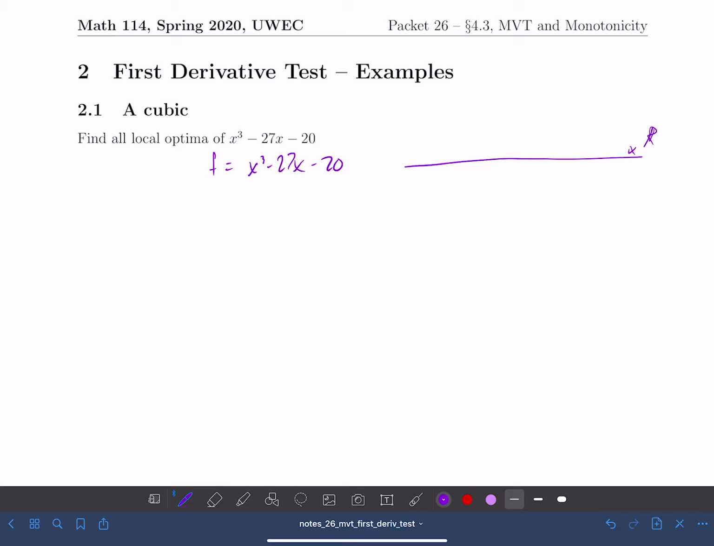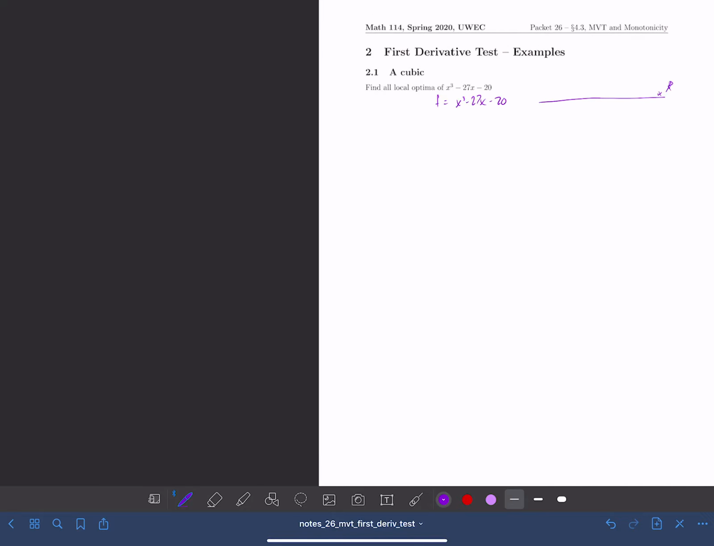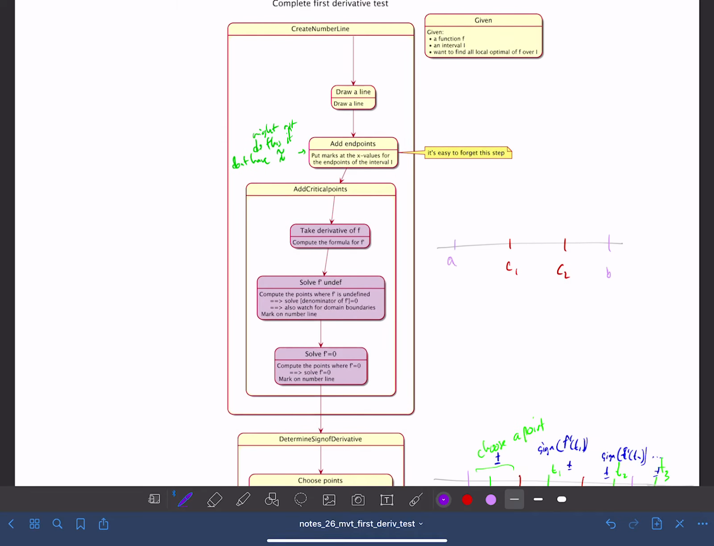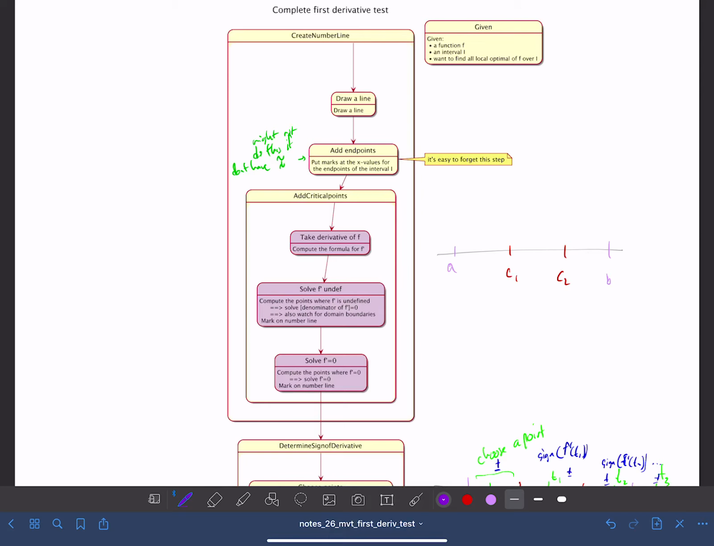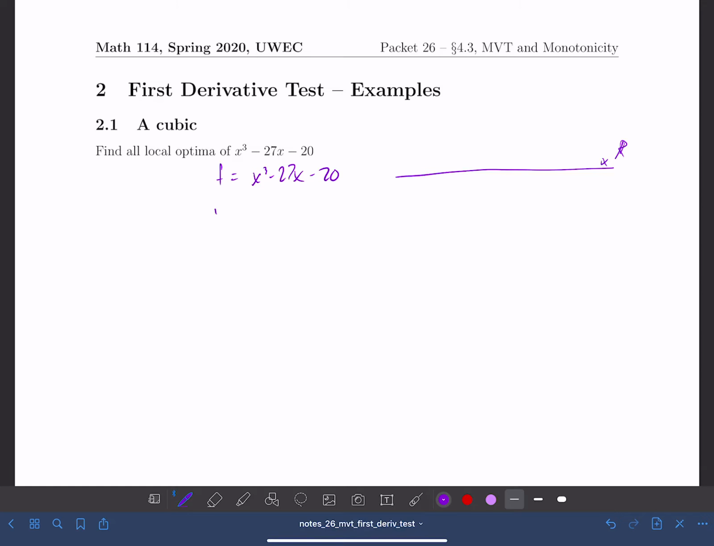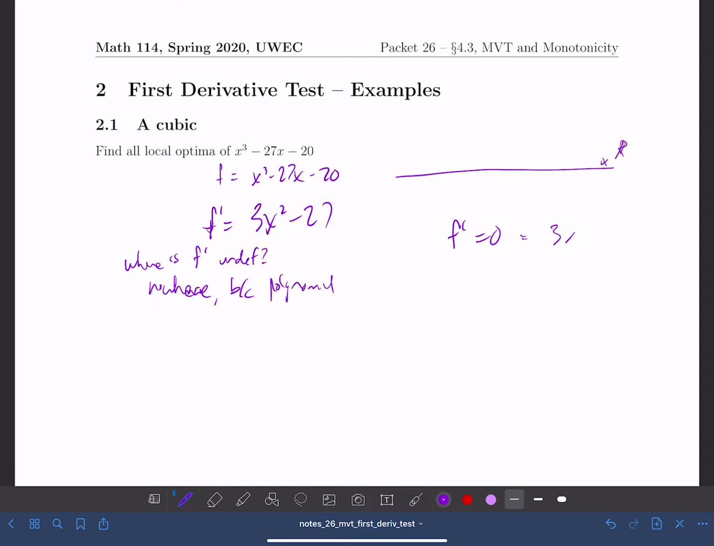Okay, so I need to add my critical points to it, right? So add endpoints, that didn't happen. Take the derivative of f and then solve where it's undefined and 0. Fine, f prime equals 3x squared minus 27, right? Where is f prime undefined? It's undefined nowhere because it's a polynomial. Okay, so then we need to ask, where is f prime equal to 0? Well, that's where 3x squared minus 27 equals 0.